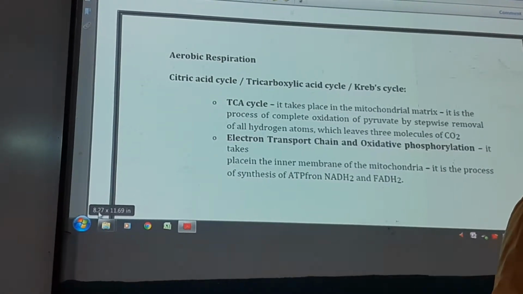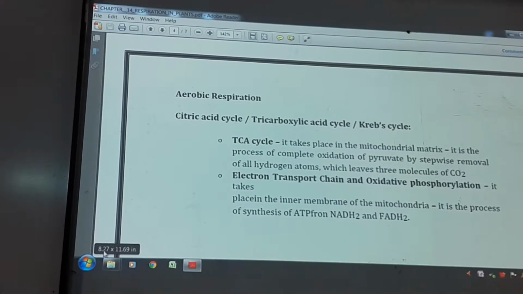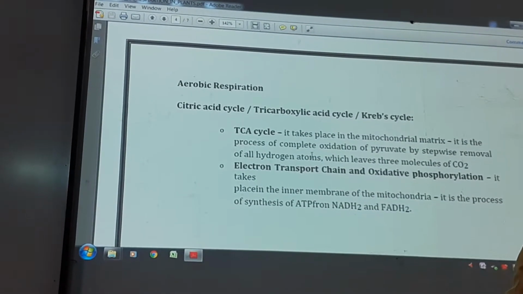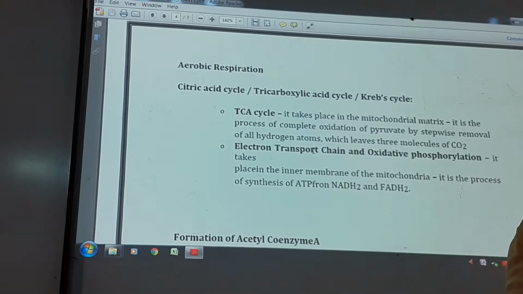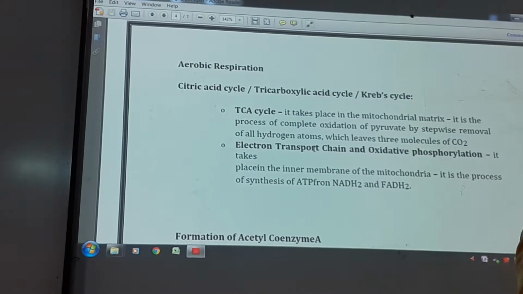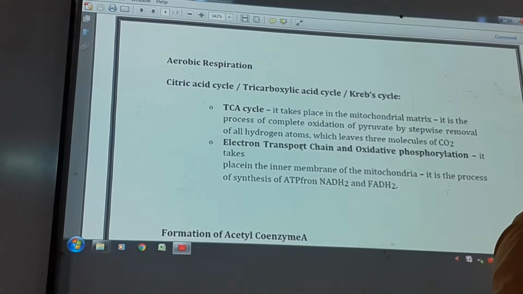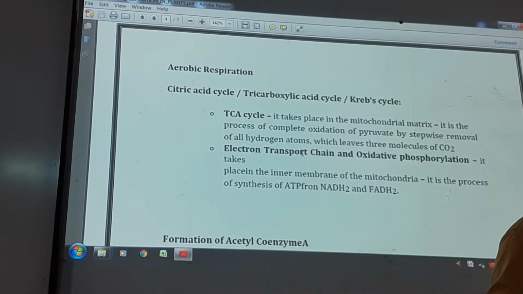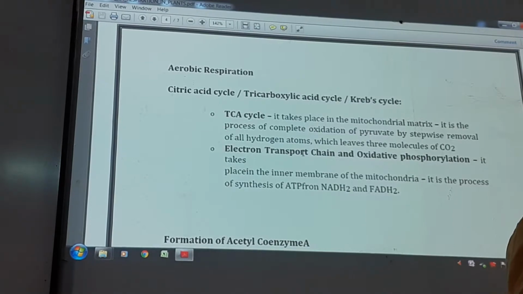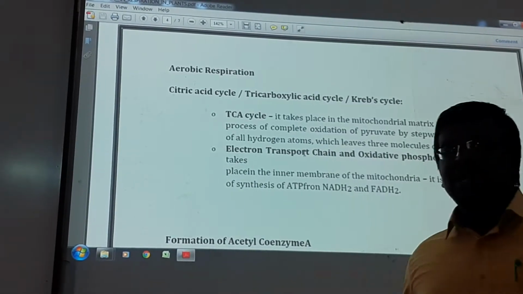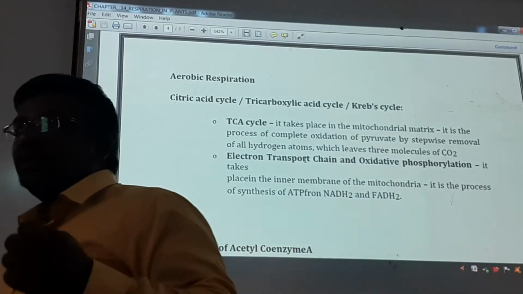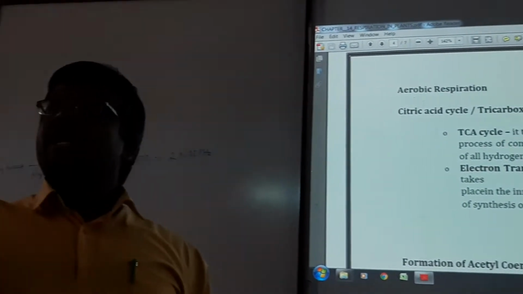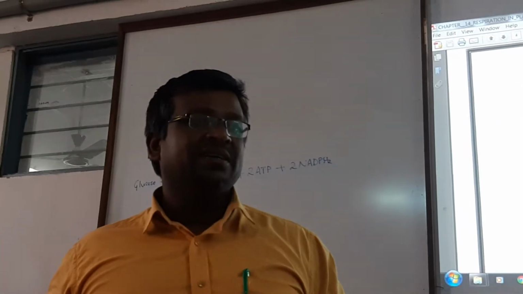During the Krebs cycle, energy-rich molecules like FADH2 and NADPH2 are synthesized. Then there is also synthesis of GTP. 1 GTP equals 1 ATP. What is GTP? Guanosine triphosphate. ATP is adenosine triphosphate. So overall you should understand that there is synthesis of energy-rich molecules, and from one Krebs cycle 3 carbon dioxide are released.